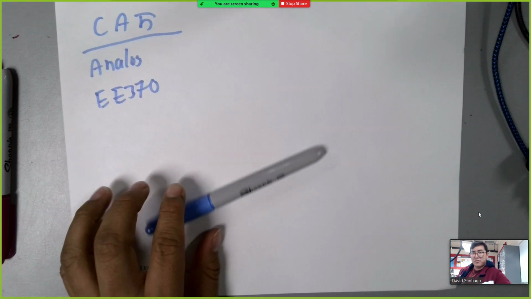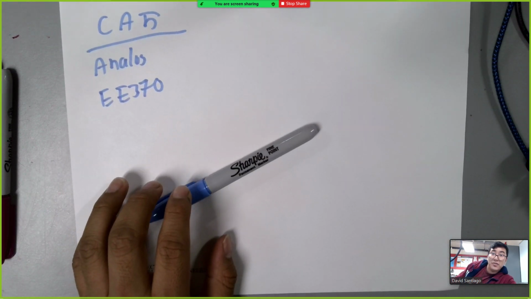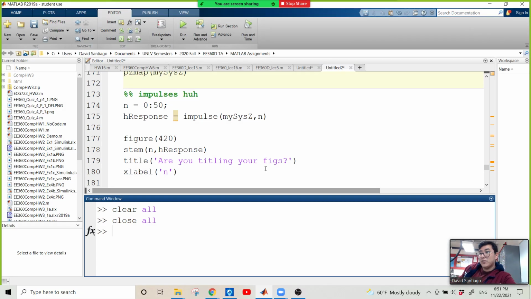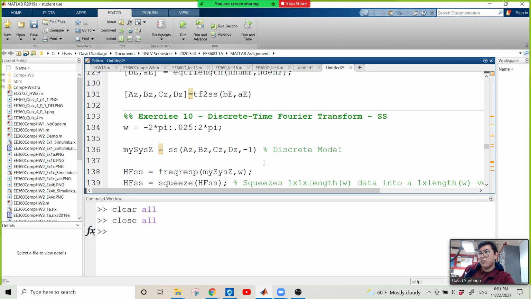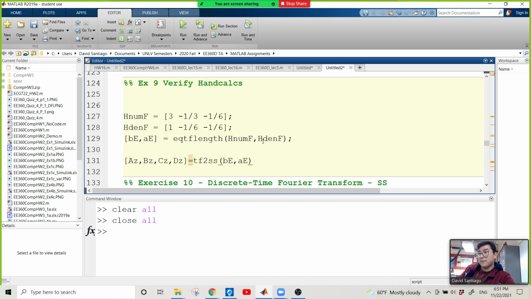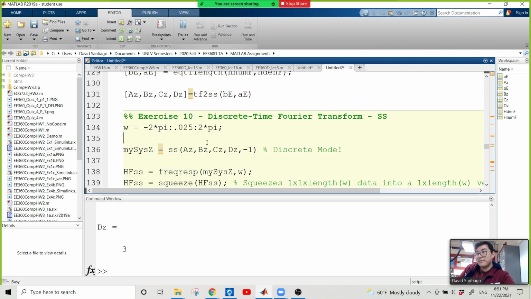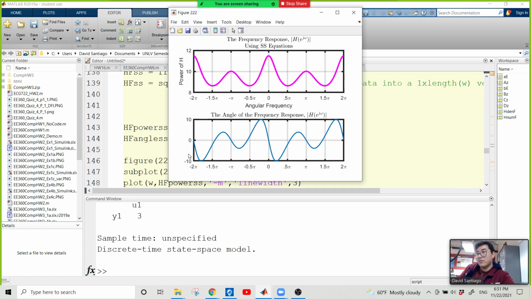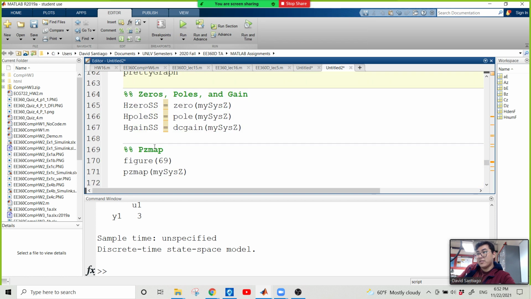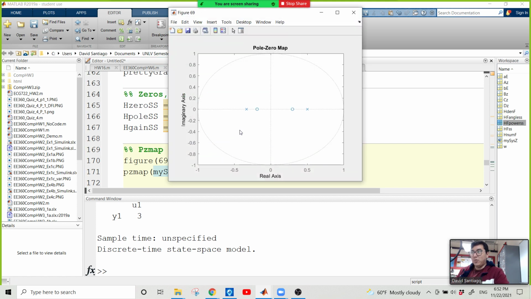Actually, there's one thing I wanted to show you. This is very important too. Let's go back to that one plane. Verify the hand calcs. This. Running. Let me show you this plot right here. There's one important factor that you can see with both the Z domain and the Laplace domain. You see this right here? I'm going to click on this.